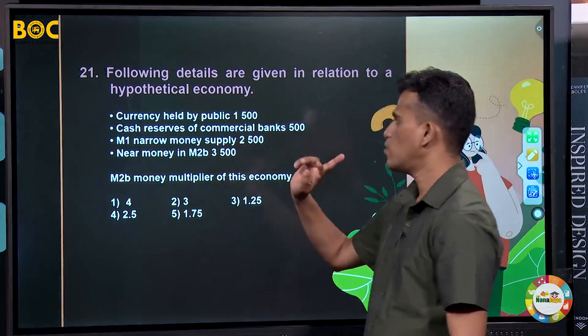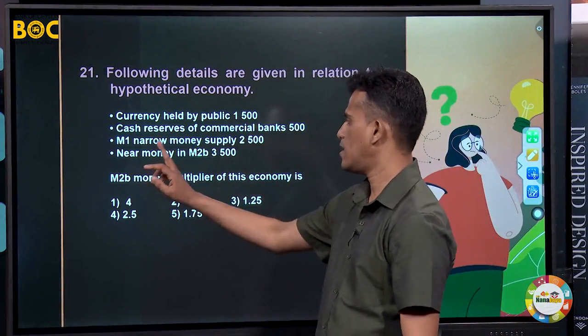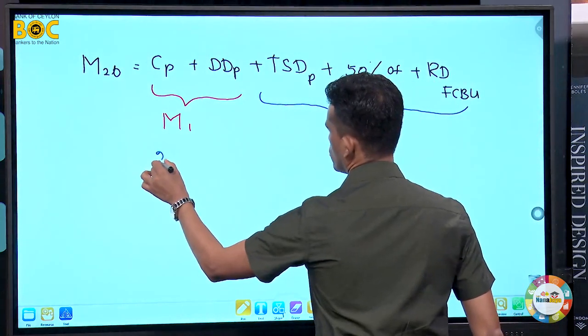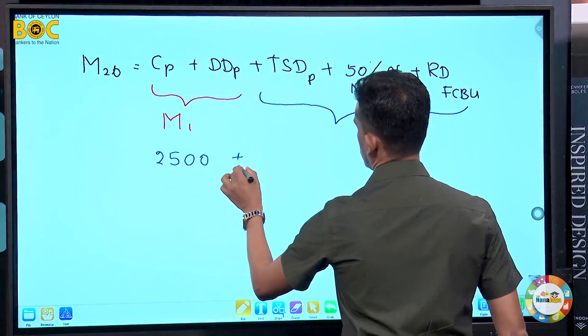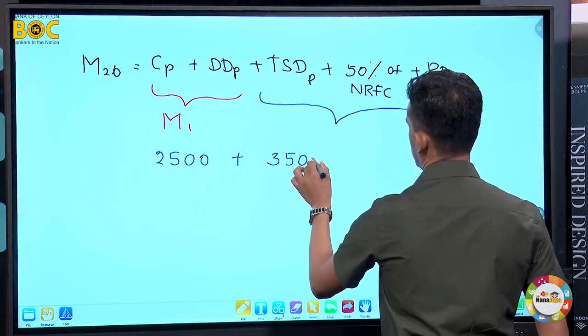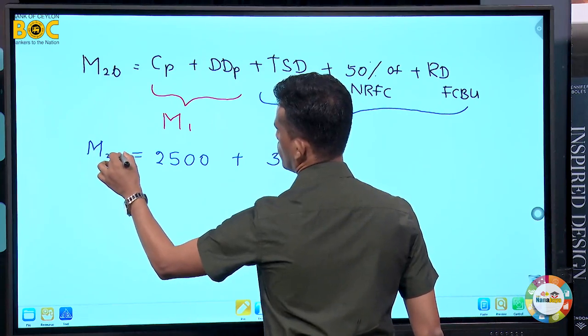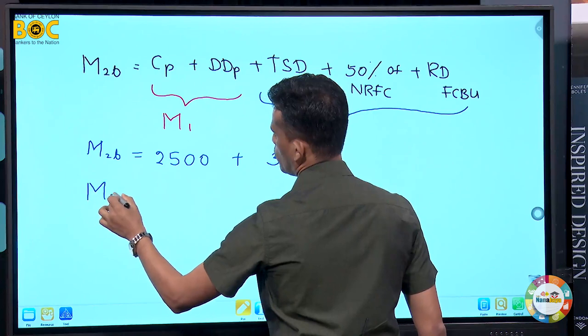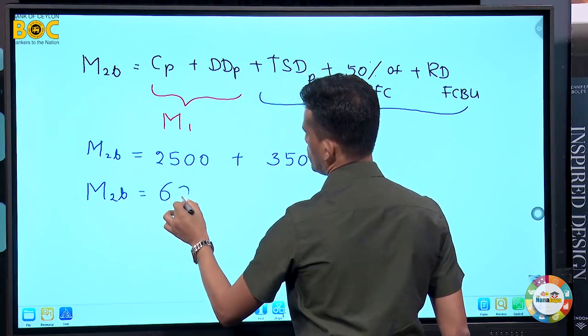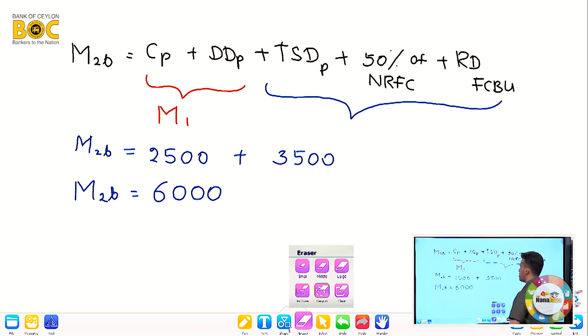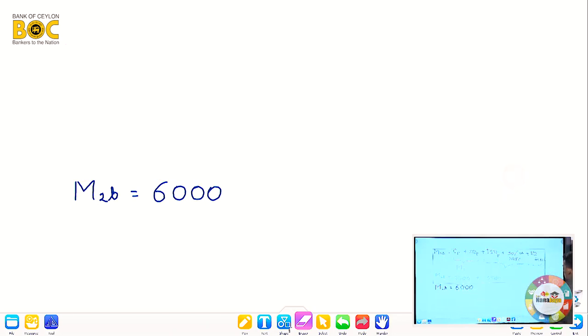So they have given us the M1 narrow money supply and the near money in M2B consolidated broad money supply. M1 narrow money supply is 2500. And then the near money in M2B consolidated broad money supply is 3500. The total of these two is the M2B consolidated broad money supply. Therefore, M2B consolidated broad money supply is how much? 6,000. Now we have to have the high powered money of the economy to calculate the M2B money multiplier.